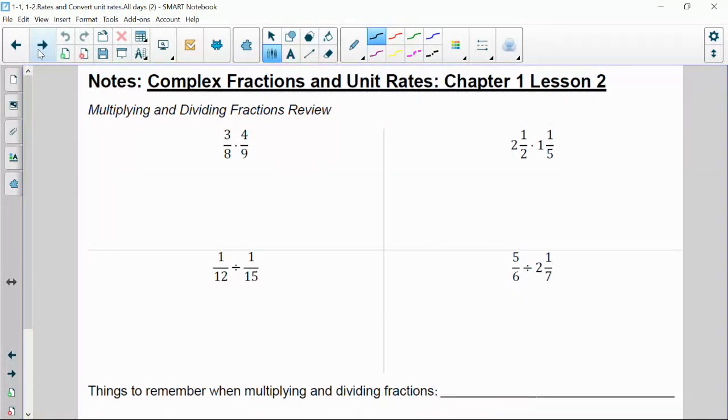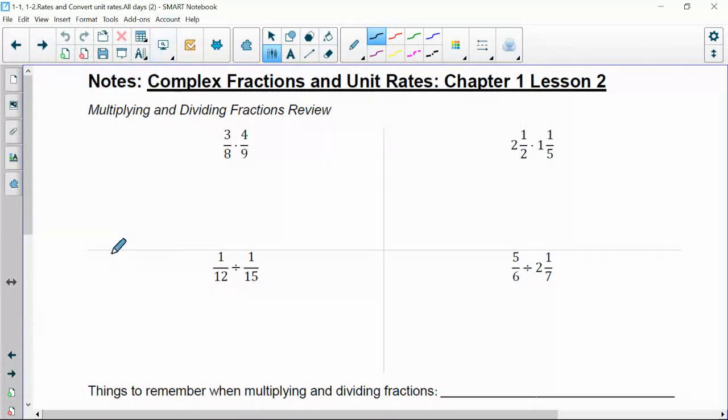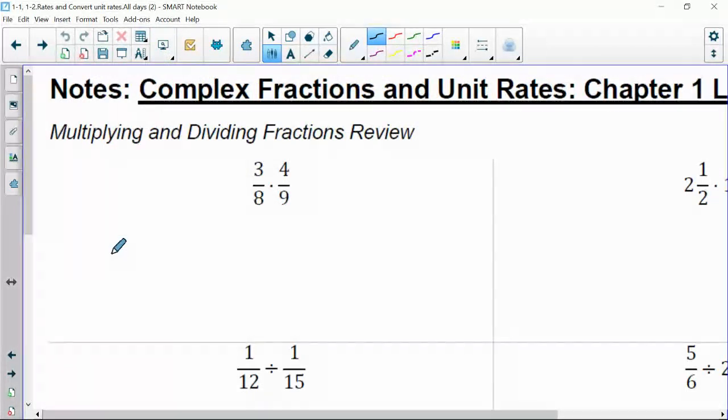Okay, so here's the notes. Now, if you were in class, you got some of these from your teacher, so you can do your notes on the paper if you wish. All right, so multiplying and dividing fractions review. This part we should all know how to do, but let's do a quick review. It'd be good for us anyways.